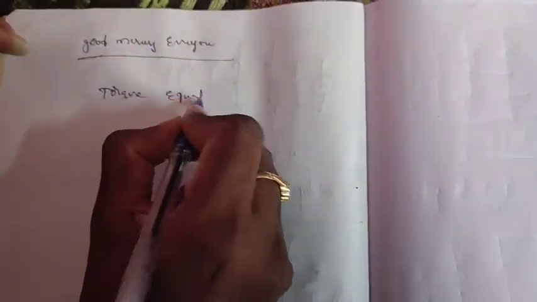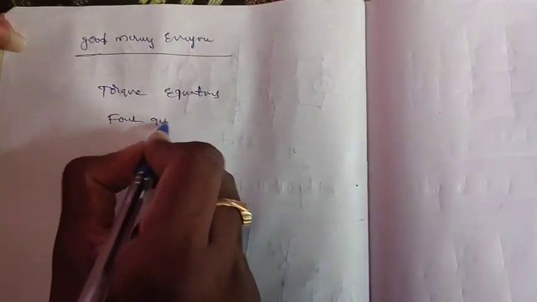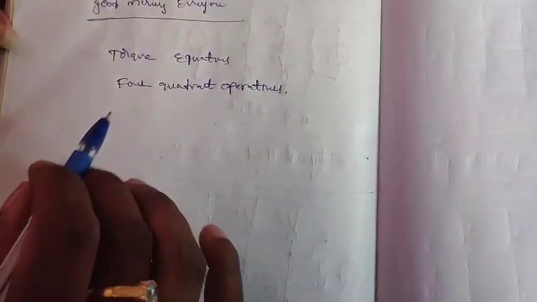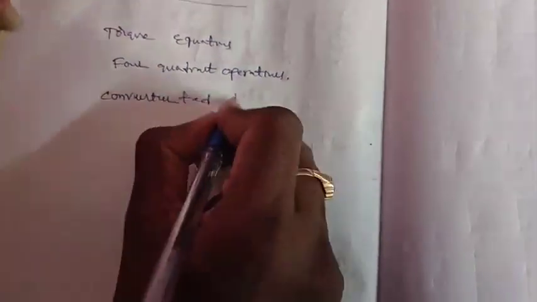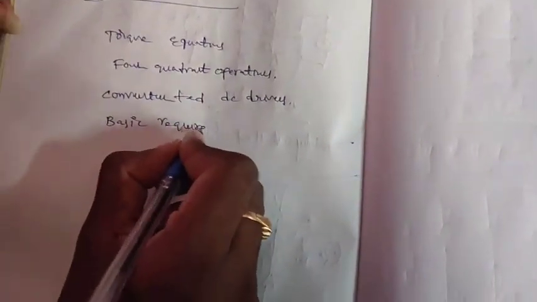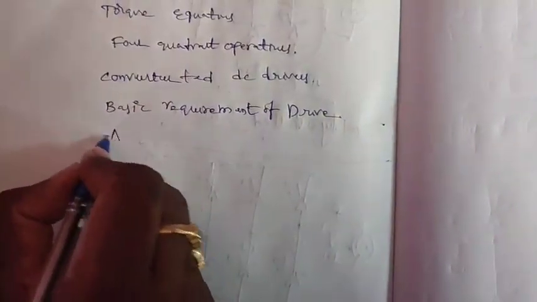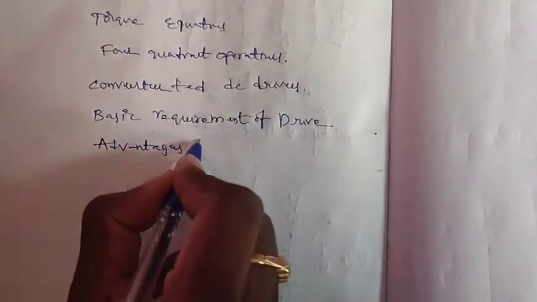So up to now we discussed some points regarding power semiconductor drives, that is torque equation and four quadrant operation, converter fed DC drives, the basic requirements of DC drive, and advantages of DC drives. So these topics are discussed.